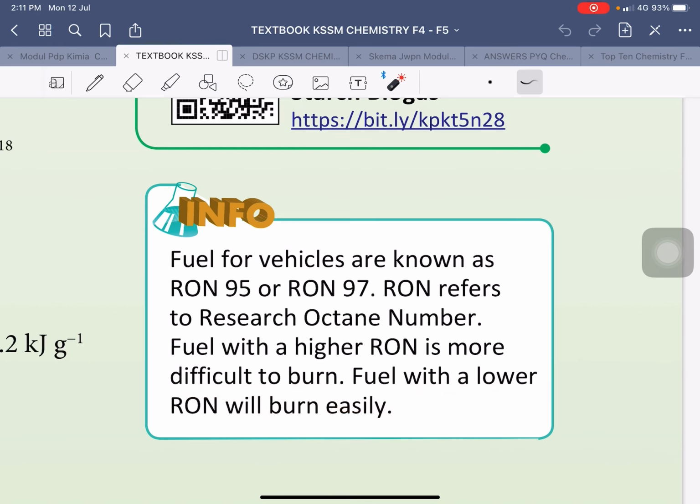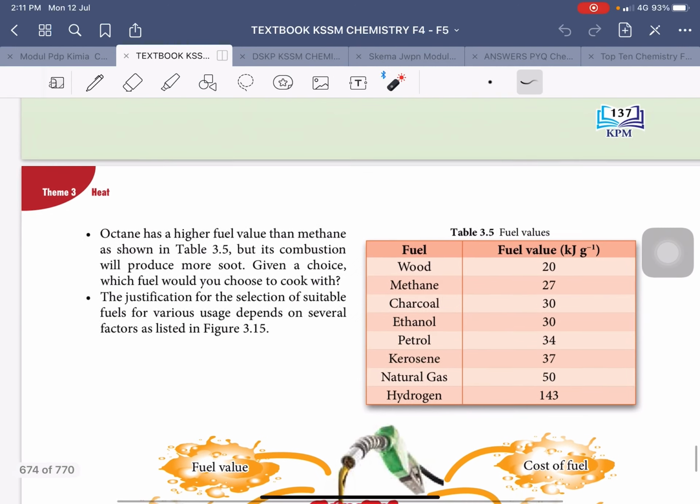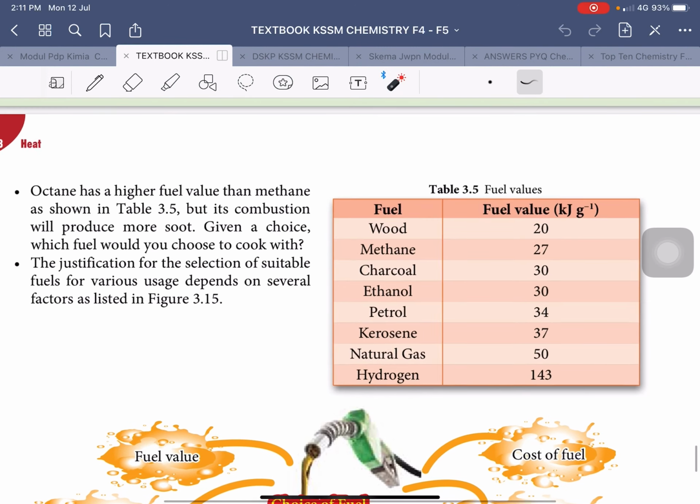That is why teacher's car uses 95. But big cars use 97. Higher RON, right? Trucks, buses, like that, use 97. My car I use 95, because it can burn easily. It is suitable for small cars. Okay, let us see this one.